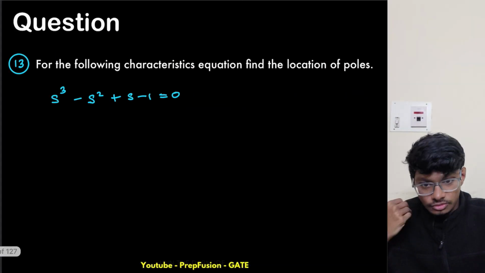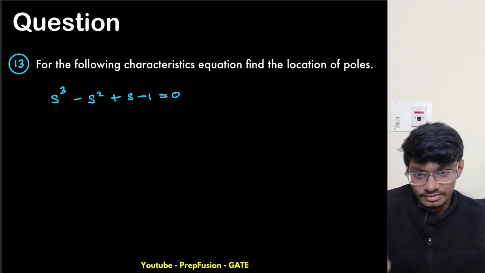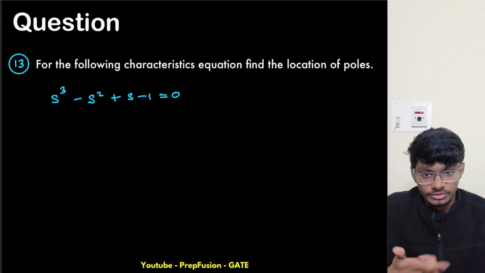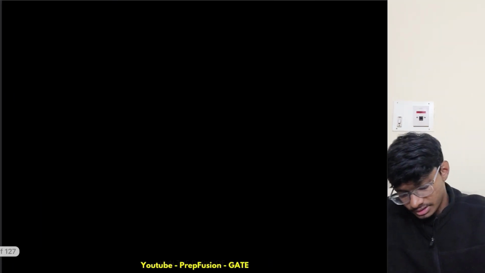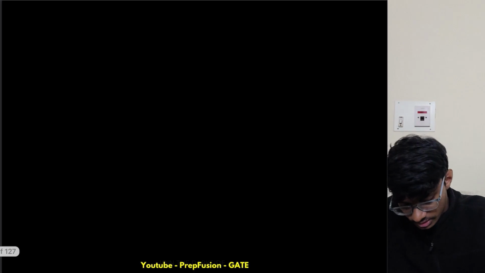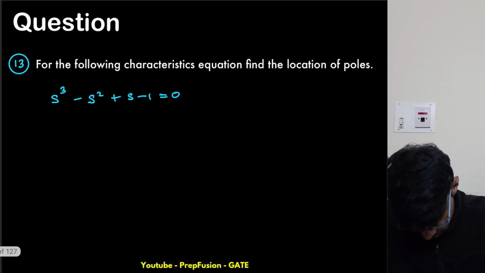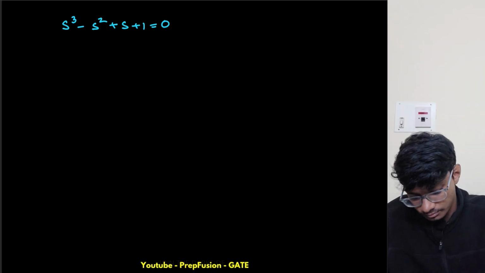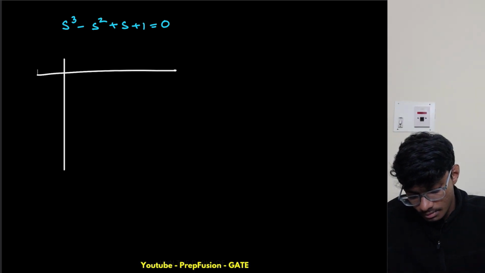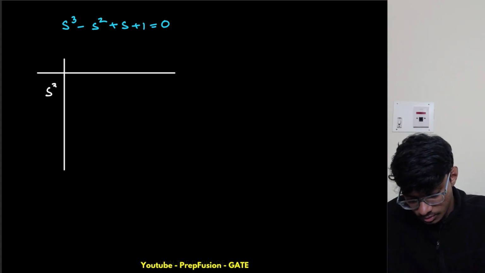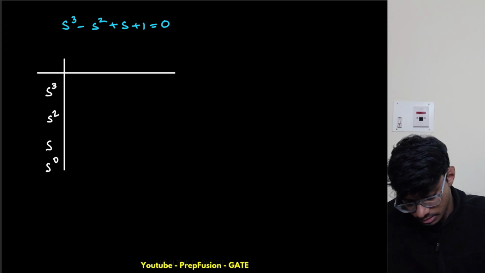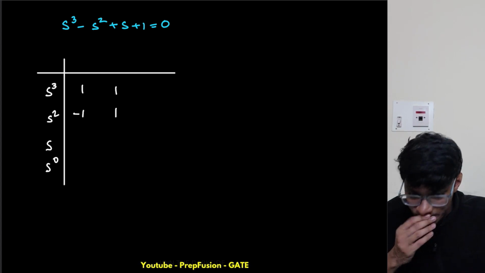Now let's solve another question. Here let's see what is the value of m. This is the last question, then we will go to other types of questions. Again, doing the same thing, computing the Routh table. I will copy this equation, which is s cube minus s square plus s plus 1 equals to 0. Now we write s cube, s square, s to the power 1 and s to the power 0, and the coefficients 1, 1, minus 1, 1.